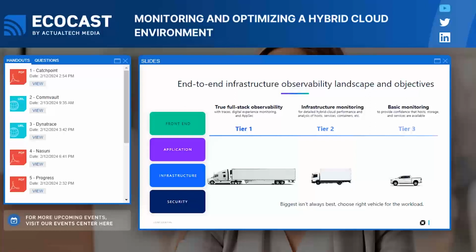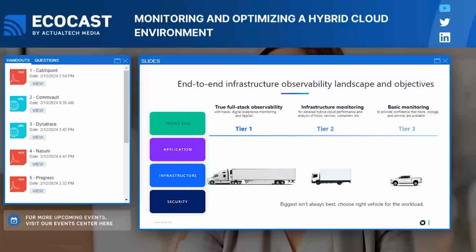But as I mentioned, biggest isn't always best. So choosing the right vehicle for the workload is quite important. And if you have really critical tier 1 applications, hosts that you want the full stack of observability metrics on, with traces and digital experience monitoring and application security as well, for example, Dynatrace offers the trusty 18-wheeler that you might need to do that.